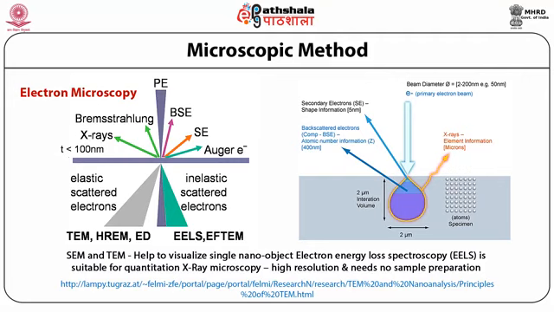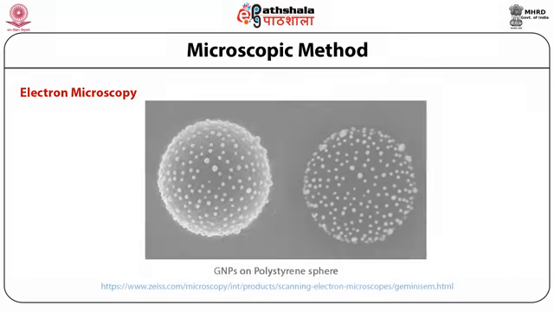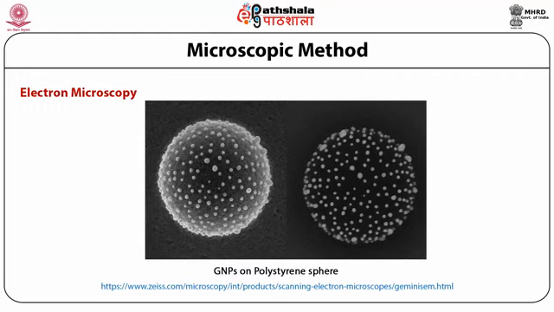Similarly, different information is provided by the reflected beams and by the transmitted beams, depending upon the size of the particles. So this is an image of gold nanoparticles on a polystyrene sphere, and this is determined through electron microscope. It is clearly showing the small white colored dots on a black ball. The black ball is a polystyrene sphere, and the white dots are gold nanoparticles.